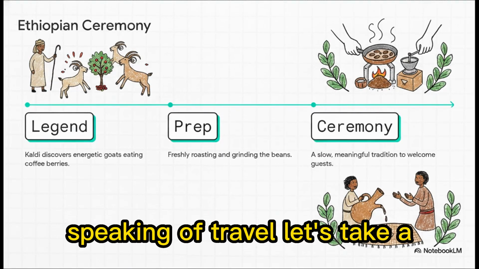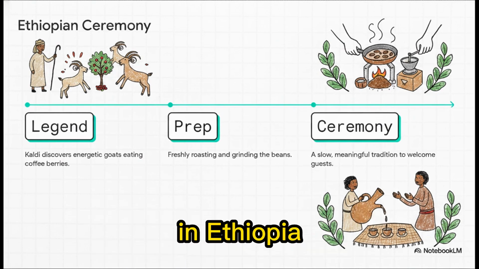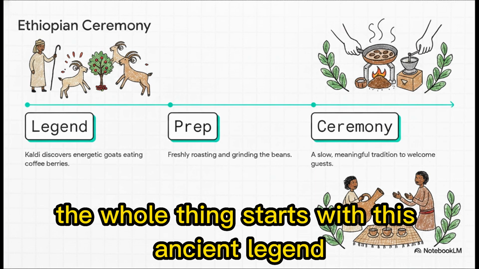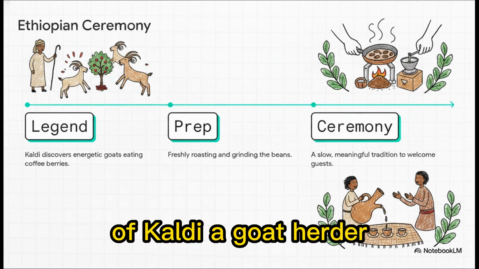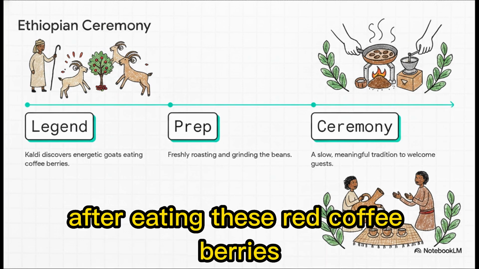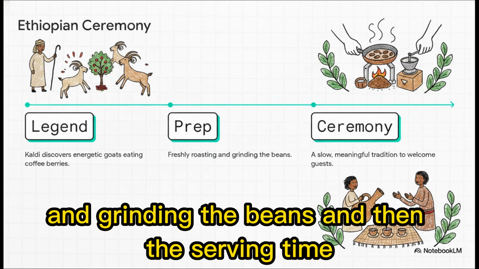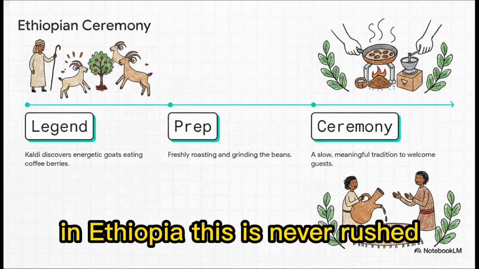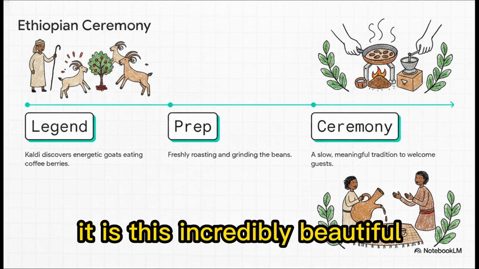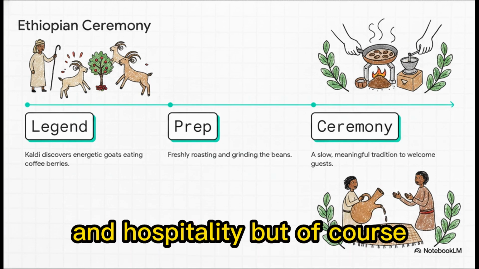And hey, speaking of travel, let's take a trip all the way back to the magical origins of coffee in Ethiopia. The whole thing starts with this ancient legend of Kaldi, a goat herder who noticed that his goats became super energetic after eating these red coffee berries. From there, we move to the preparation phase of freshly roasting and grinding the beans, and then the serving time. In Ethiopia, this is never rushed. It is this incredibly beautiful, slow ceremony that stands as the ultimate symbol of community and hospitality.